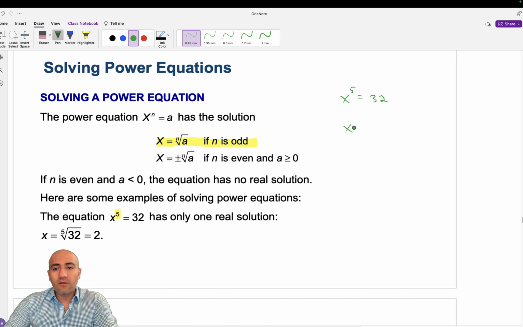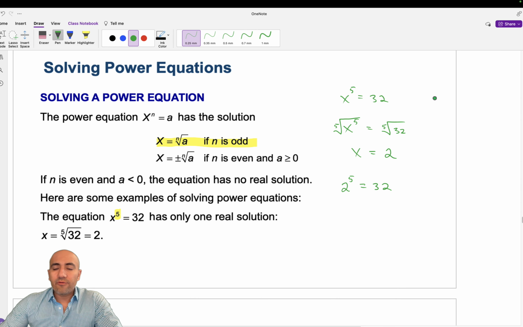So x to the 5th, you take the 5th root, and here the 5th root of x to the 5th becomes x, so x equals the 5th root of 32, which we know is equal to 2. Okay, and of course we can check it. 2 to the power of 5 does equal 32. If n is odd like this, notice that we only get one answer, just the 2. If n is even, then we end up with 2 answers.